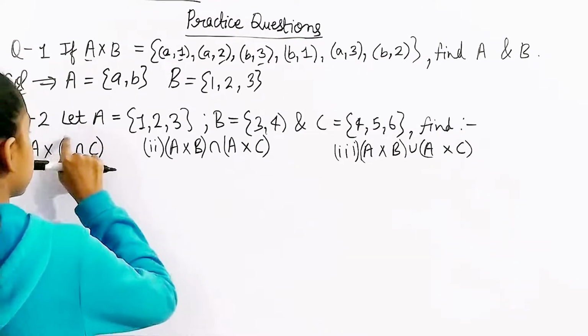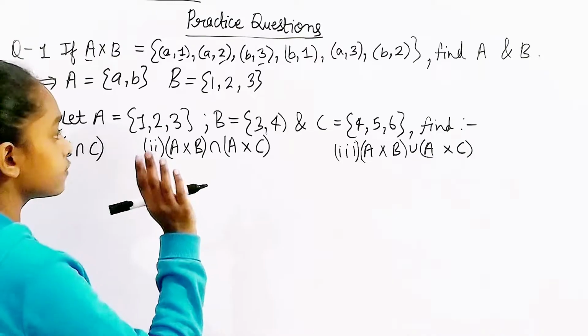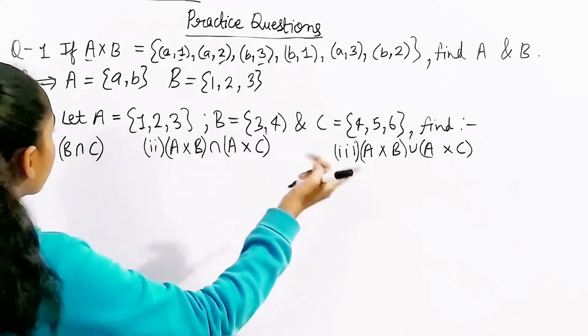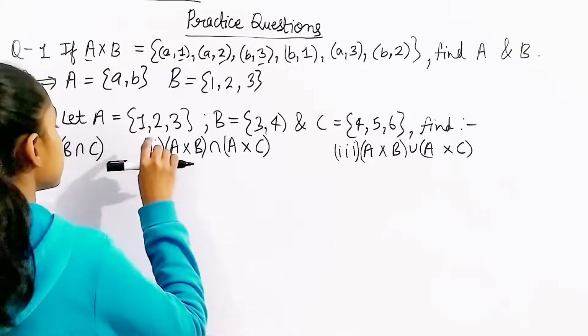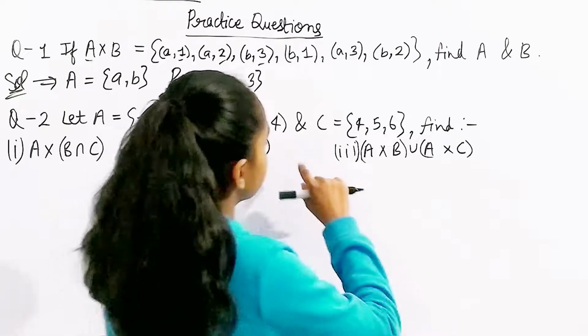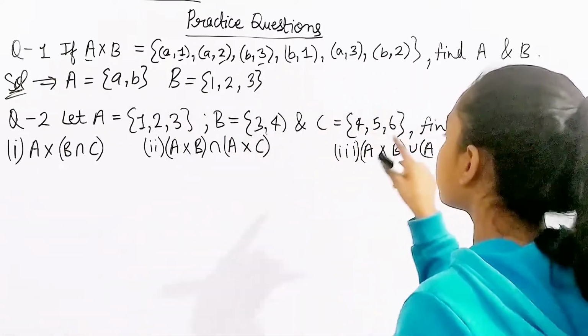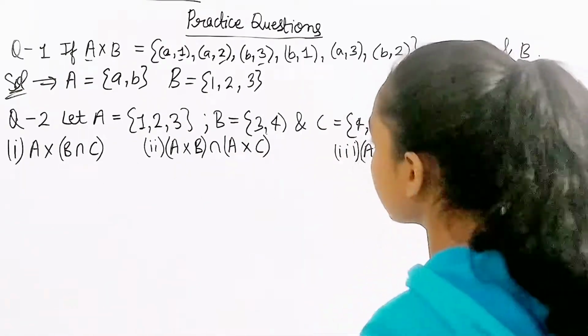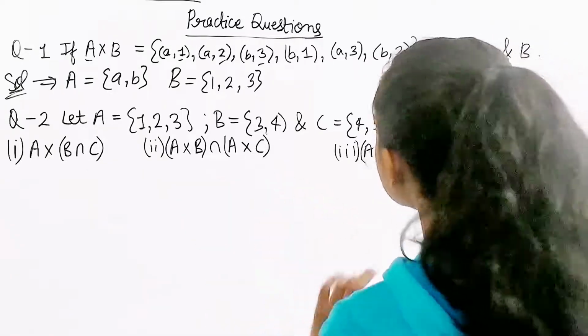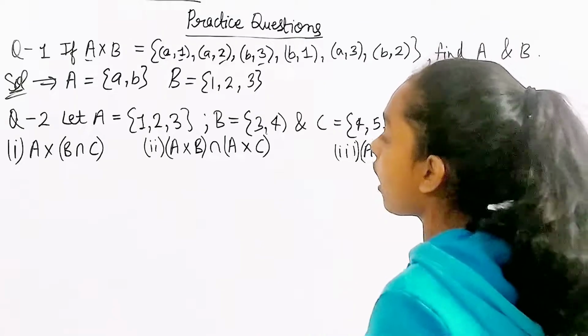We have three sets, A, B, and C, and their elements are given to us. Set A is equal to 1, 2, and 3, set B is equal to 3 and 4, and set C is equal to 4, 5, and 6. We have to find three things, so it's given in three parts. Let's have a look at the first part.